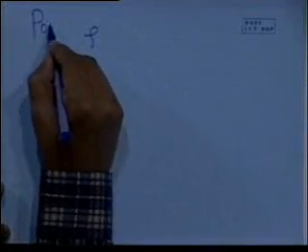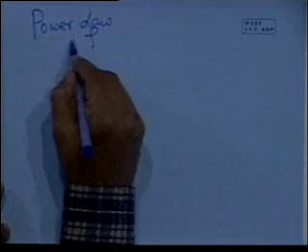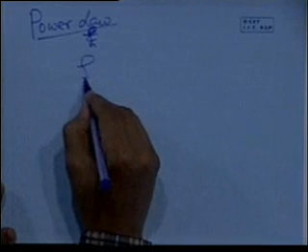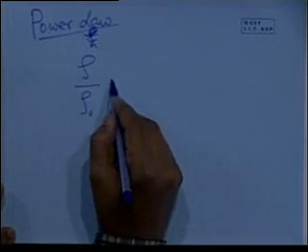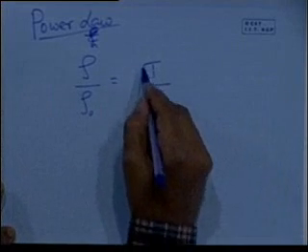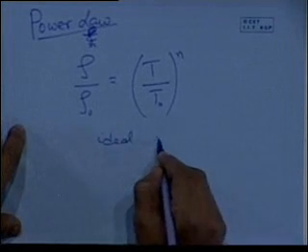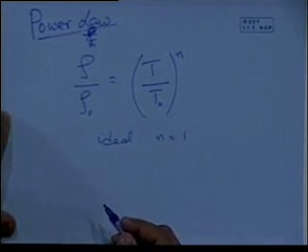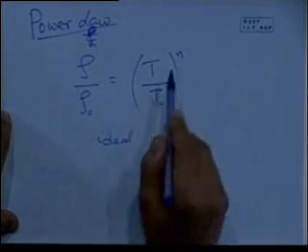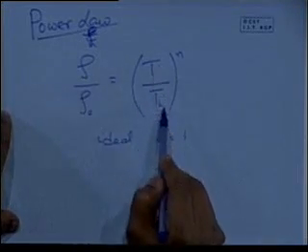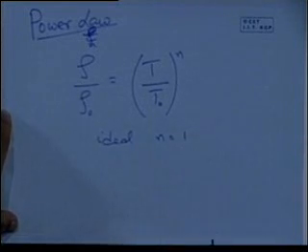Another approximation to explain reality is what is called the power law approximation. Rho by rho naught is equal to T by T naught raised to the power n, where n is an exponent. In the ideal case, n is equal to 1. So it simply goes back to the old idea. If n is 1, rho is equal to T by T naught. It's just a linear dependence, right?